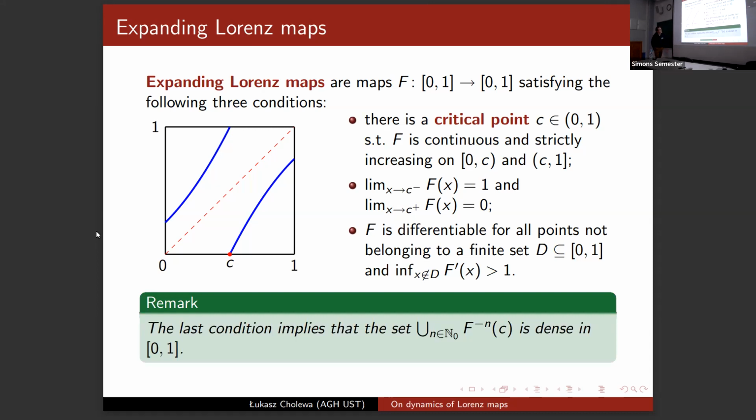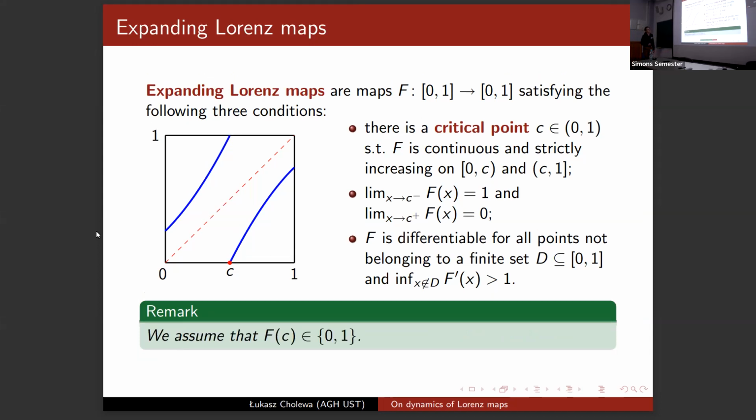Okay, so note that this last condition implies that the set of all pre-images of critical point C is dense in [0, 1]. And this density sometimes is used in the definition of expanding Lorenz map instead of this stronger condition about derivative. Do you assume something about derivatives at the point C, left side, for the branching? No, because I think I remember from Lorenz model plus minus. In this case, we only want to have a differentiable map everywhere except at most a finite set. Okay, but we assume that the image of critical point is always equal to 0 or equal to 1.